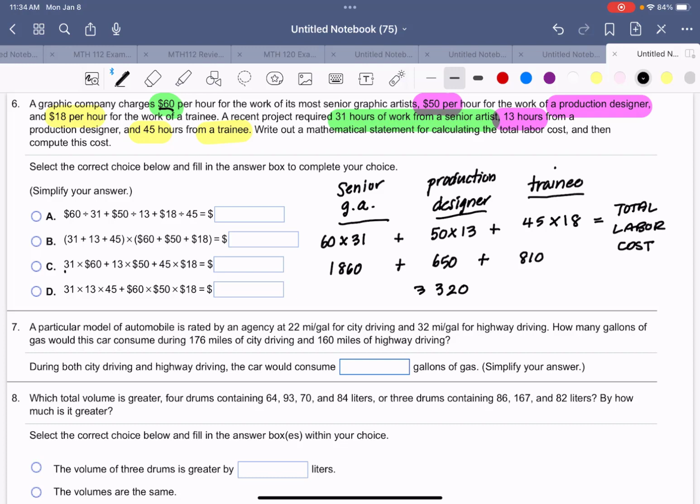So we've got 31 times 60, 13 times 50, and 45 times 18. And notice it doesn't matter which order you write the multiplication in, because multiplication is commutative. That means that 31 times 60 is the same as 60 times 31. So it's $3,320 total dollars.